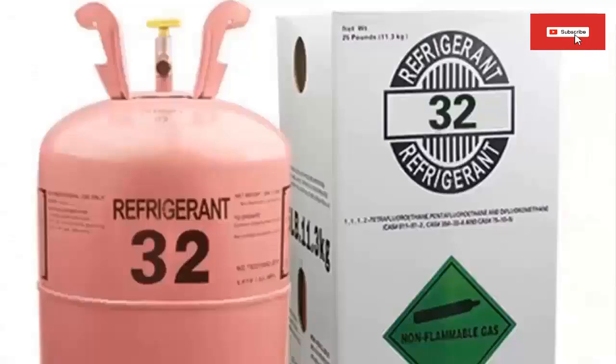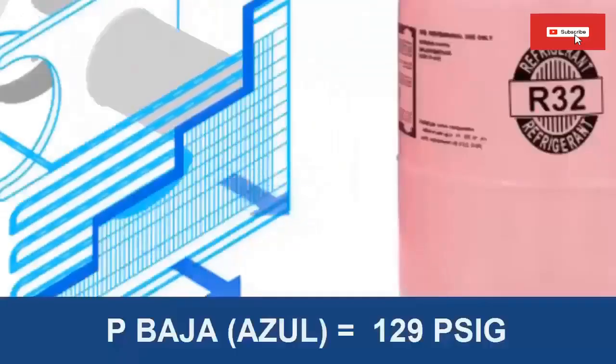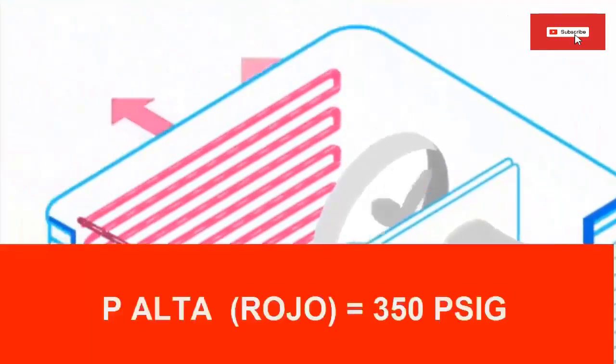For an evaporator temperature of 5 degrees C, the pressure gauge on an R32 air conditioner should read about 129 psi. The high pressure of an air conditioner that works with R32 for an outdoor ambient temperature of 30 degrees Celsius should mark close to 350 psi.